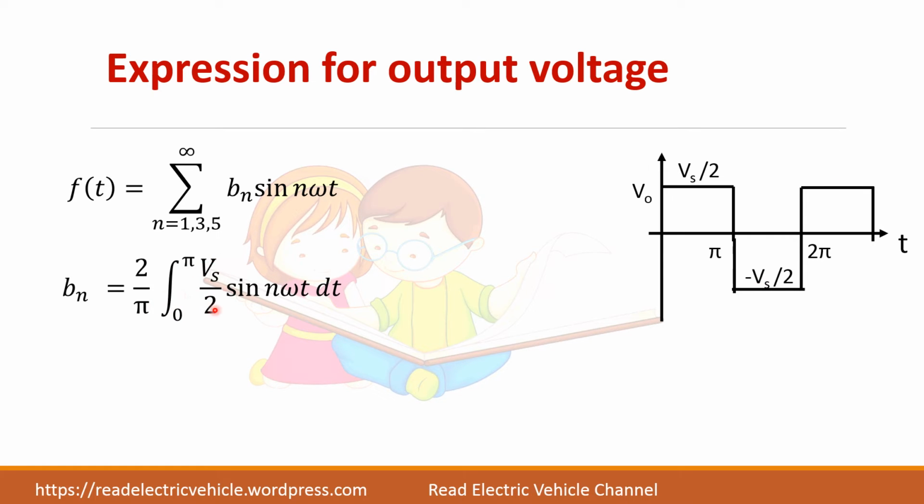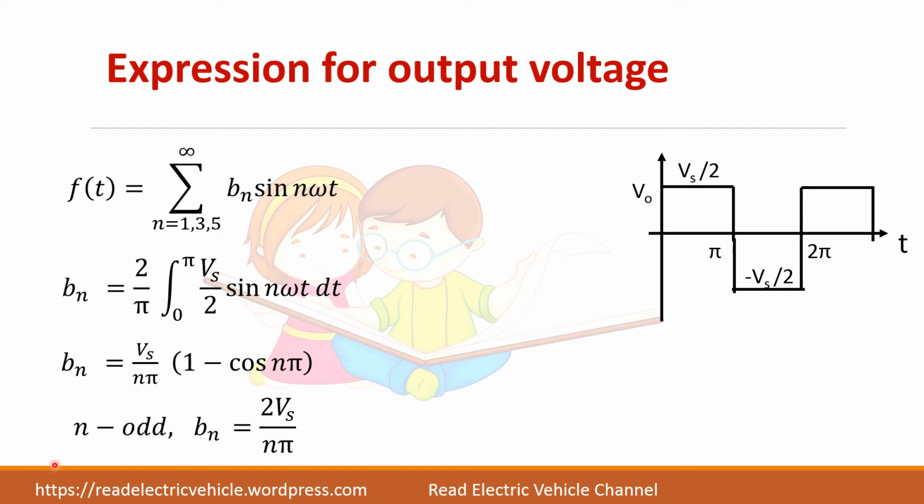So f of t, this function, is the magnitude Vs by 2 into sin n omega t d of omega t. If you integrate sin n omega t, you will get cos n omega t, so substitute the limits. When n is odd, you will get Bn equal to 2Vs by n pi, and if n is even, you will get the Bn term as 0. So you can apply n equal to odd alone.